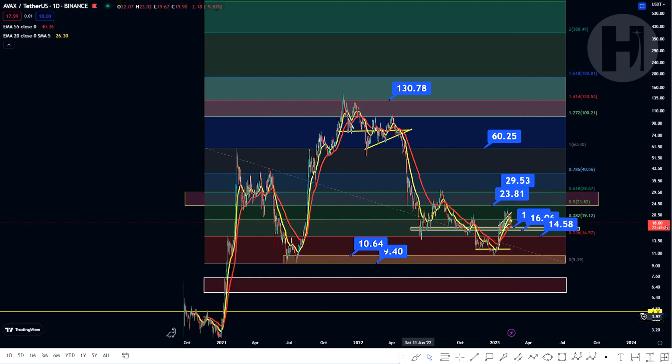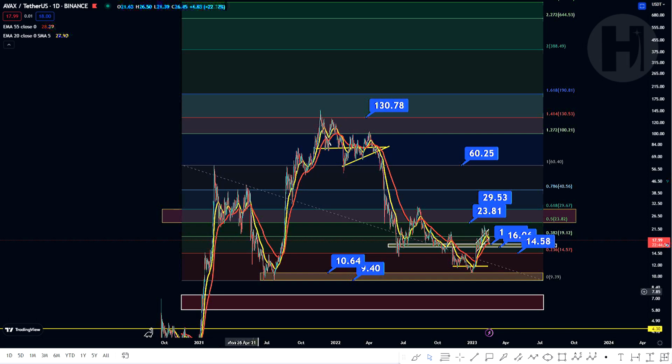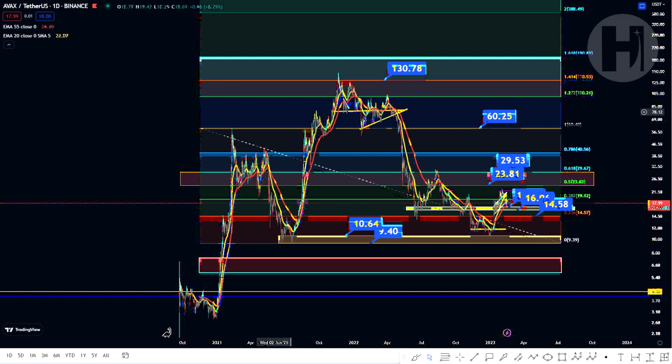Now let's jump straight into the TA. So jumping into the daily chart on TradingView, as you can see, we still have the good old Fibonacci retracement. If you don't know how to use the Fibonacci retracement, make sure to check out the video linked in the description. I explain in that video how to use the Fibonacci retracement to set up long-term and short-term targets.